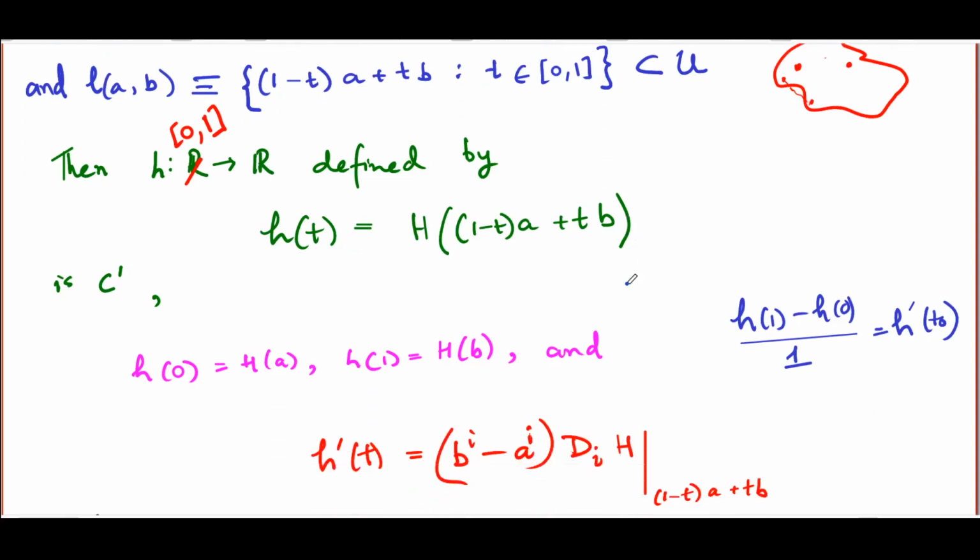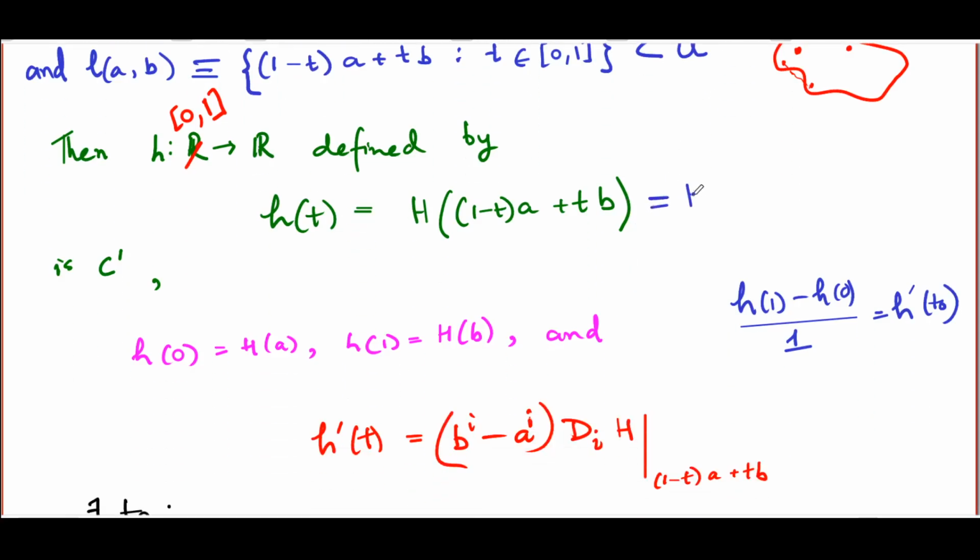And it's pretty easy to see that if you rewrite this in the form h of a plus t into b minus a, h prime of t simply becomes bi minus ai times the ith partial derivative of capital H, summed over i, of course, evaluated at the point 1 minus t into a plus t into b. That is, evaluated wherever this point in the line joining a and b is.